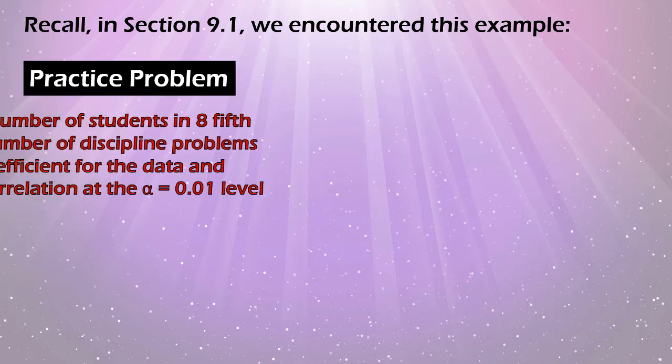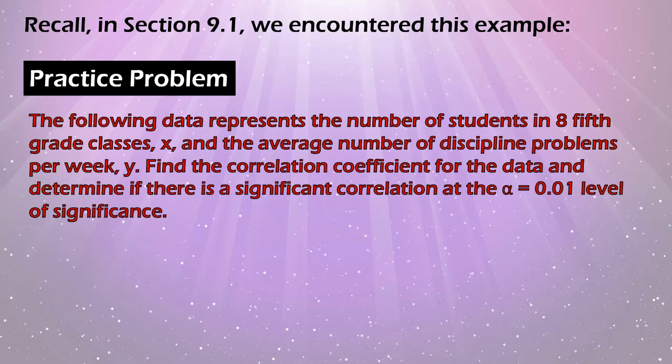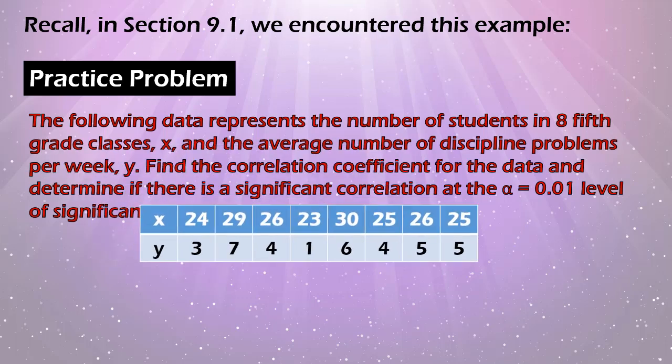It was a practice problem. The following data represents the number of students in 8 fifth grade classes, X, and the average number of discipline problems per week, Y. Find the correlation coefficient for the data and determine if there is a significant correlation at the alpha equals 0.01 level of significance. And our data was this.